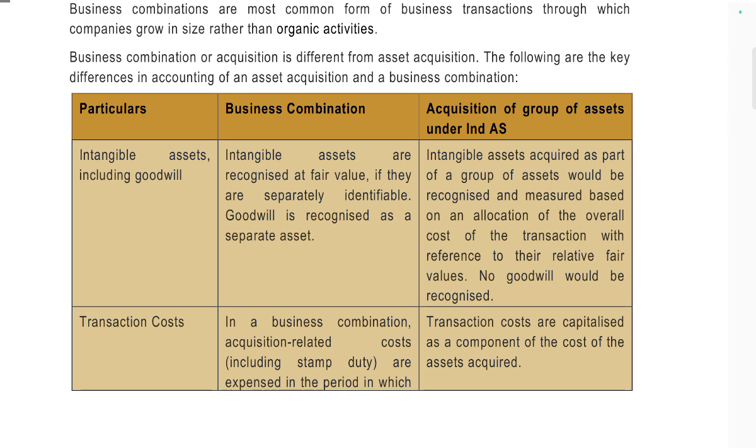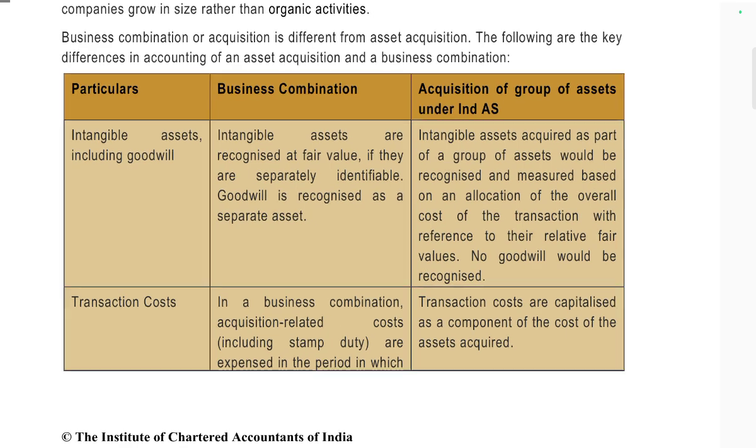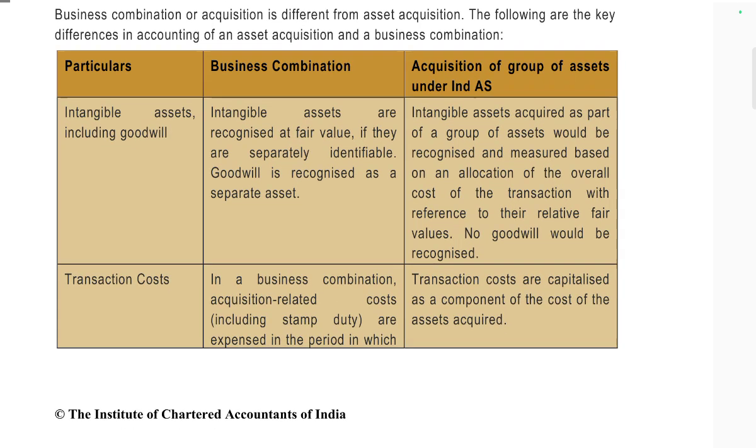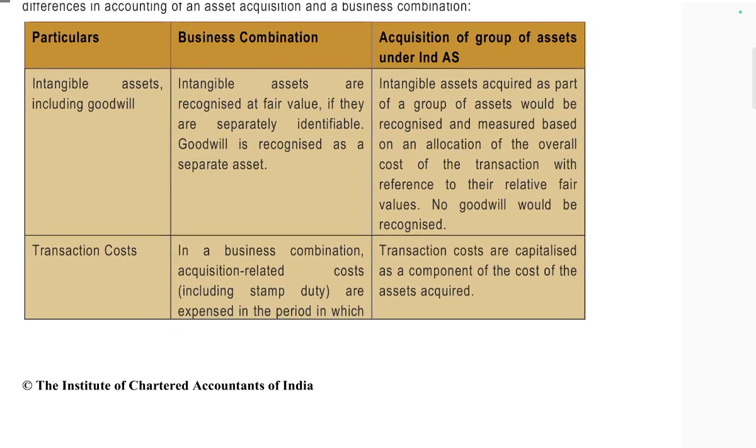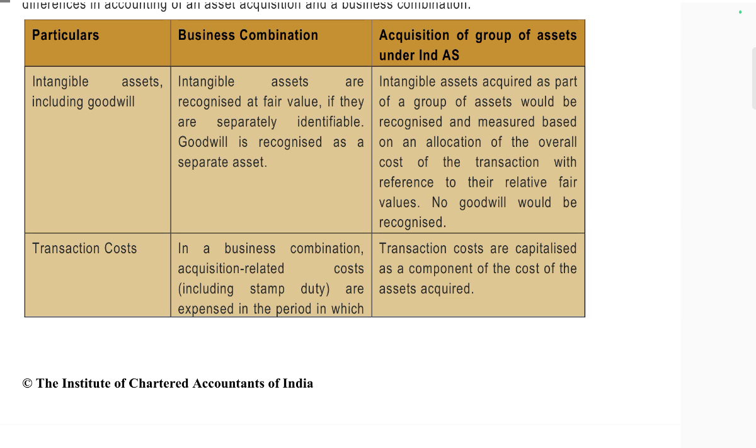Business combinations differ from asset acquisitions in the way they are accounted for. The following are the differences in accounting for assets acquired in a business combination. Particular: in a business combination, intangible assets including goodwill are acquired. Intangible assets are recognized at fair value if they are separately identified. Goodwill is recognized as a separate asset.